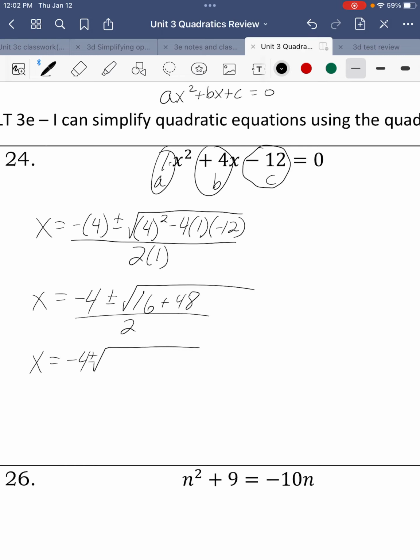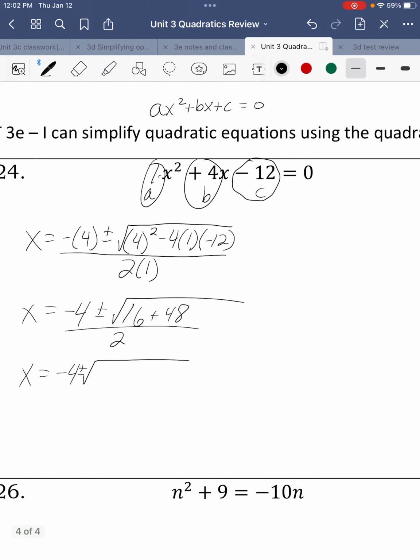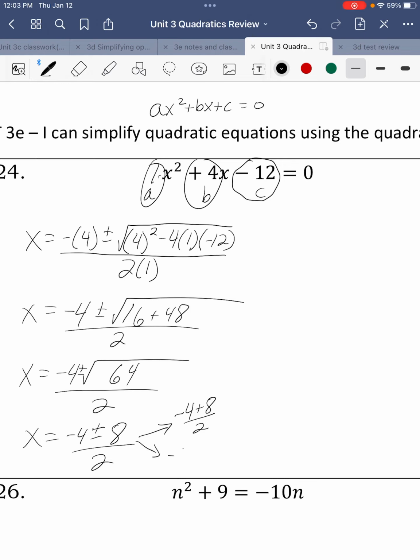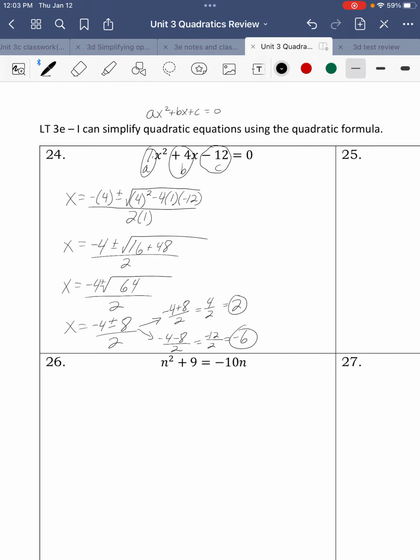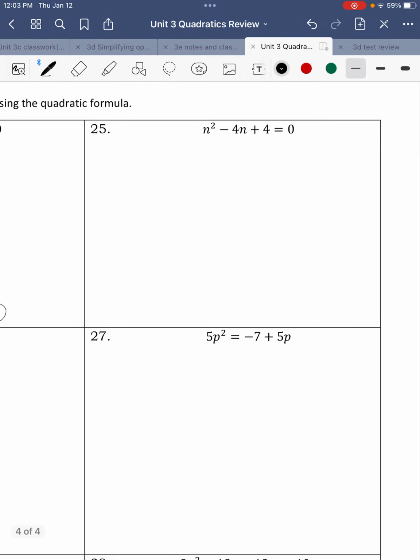I'm going to simplify underneath the radical, which is the discriminant. That is 64 divided by 2. Square root of 64 happens to be 8. And now we don't have a square root left, so I'm just going to break it up into the positive and negative. Negative 4 plus 8 is 4, divided by 2 is 2. Negative 4 minus 8 is negative 12, divided by 2 is negative 6.